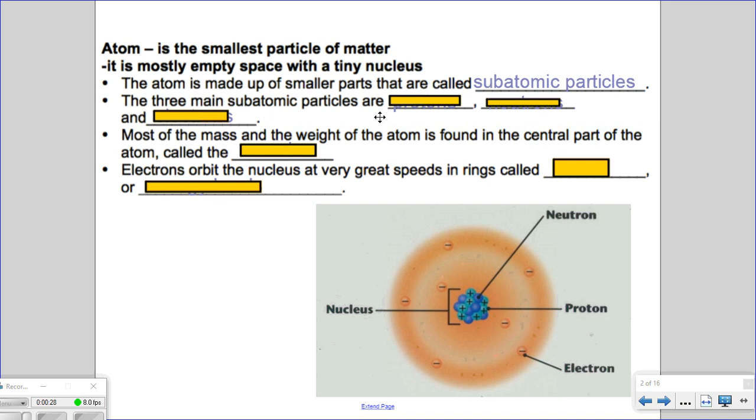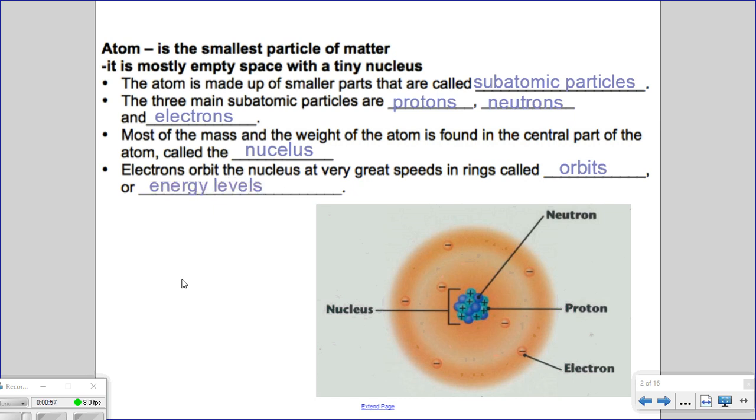The three main subatomic particles are protons, neutrons, and electrons. Most of the mass and weight of the atom is found in the central part of the atom, called the nucleus. The protons and neutrons we find in the nucleus, and then the electrons orbit the nucleus at great speeds in rings called orbits, or energy levels.